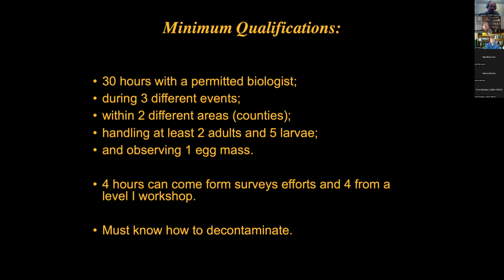So you need to be thinking about 20 to 30 animals that include adults, larvae, and metamorphs or juveniles. So think something like 20 to 30 on your list. You also have to observe 1 egg mass with a permitted biologist. All this with permitted biologists.